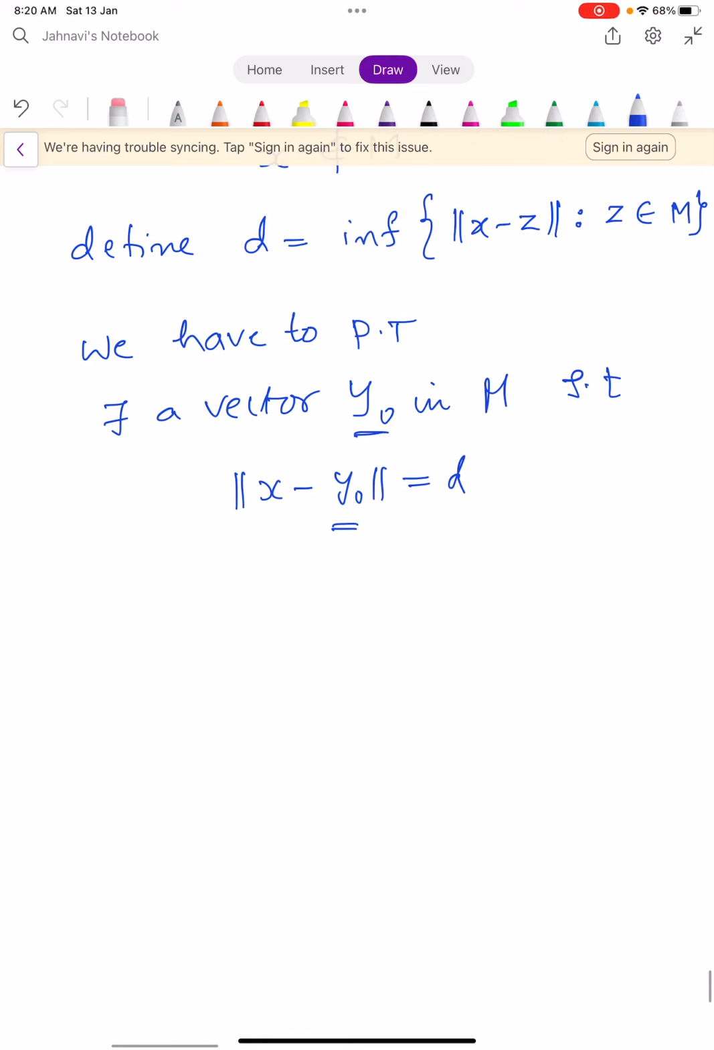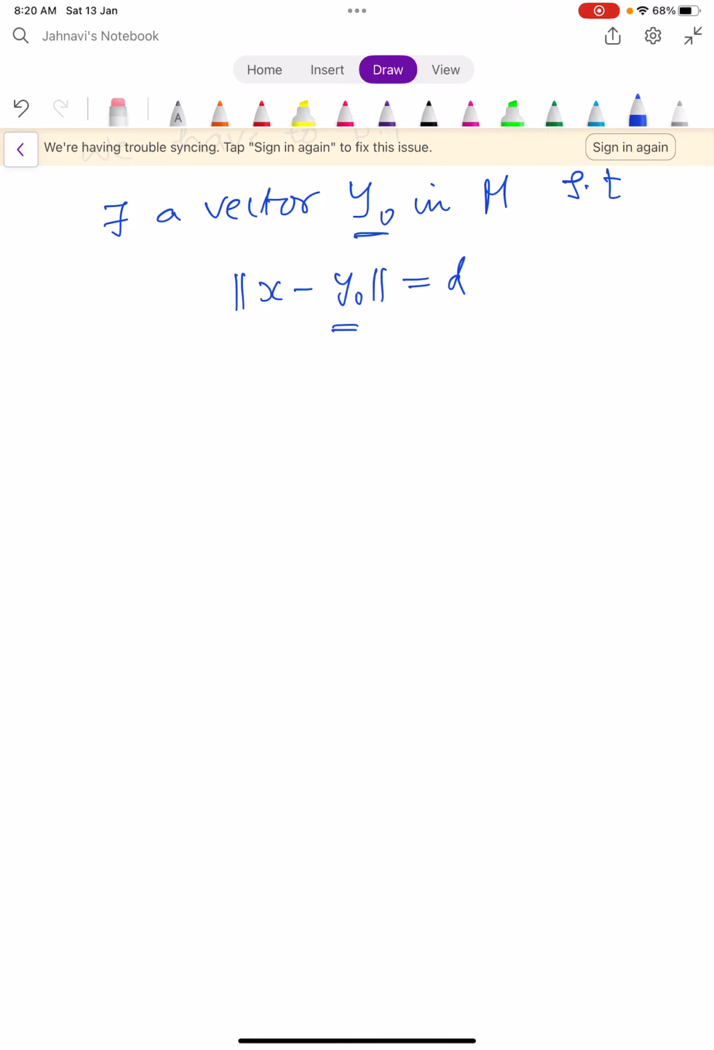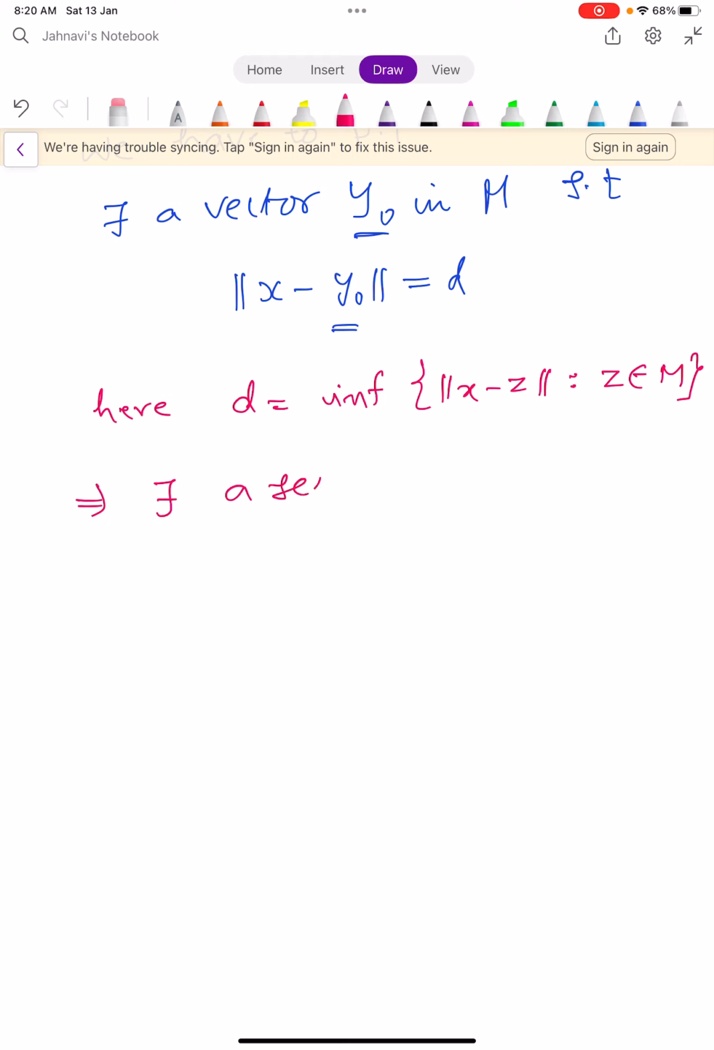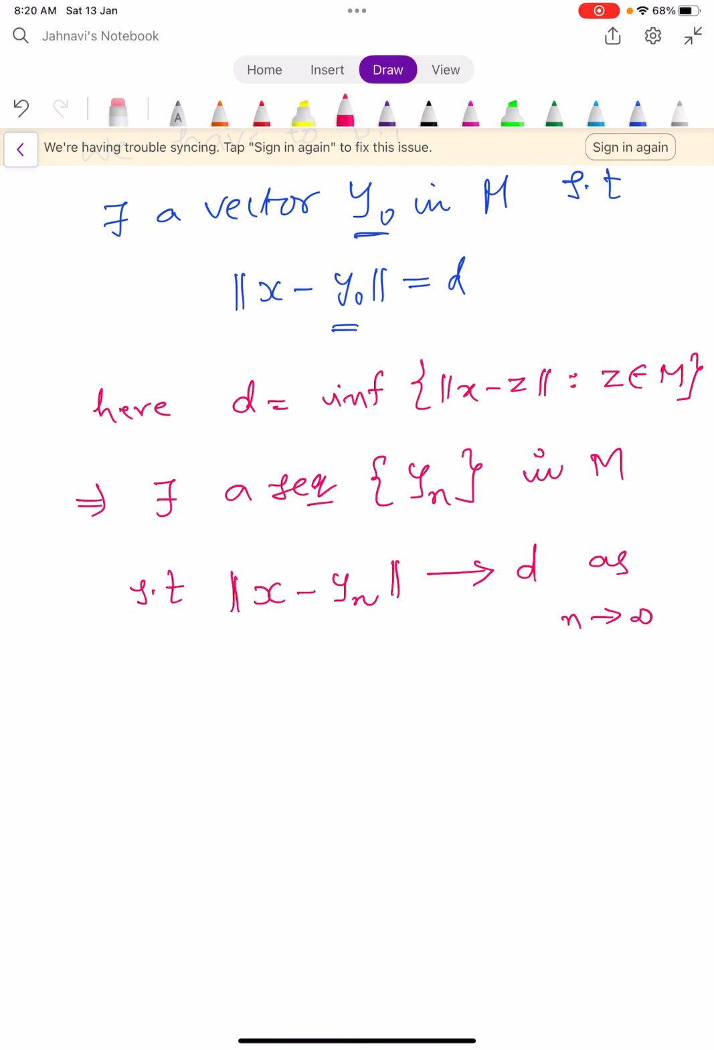So, right. To prove this, we use the definition of d. Here what is d? We define d as the infimum of norm x minus z such that z belongs to capital M. So d is an infimum. So by the definition of d, there exists a sequence yn in capital M such that norm x minus yn converges to d as n tends to infinity. This is from the definition of d.